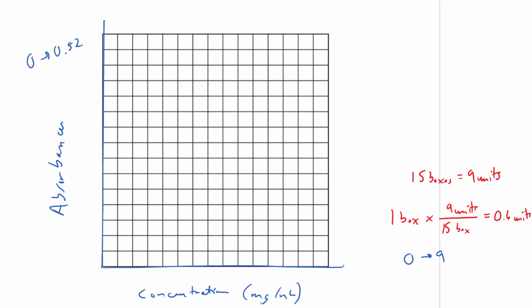So here it says every box is 0.6. If we multiply that by 5, we will get 3. So every 5 boxes is 3 units. Starting at 0, 1, 2, 3, 4, 5. Every 5 boxes, 3 units. You can see I've maximized my scale.